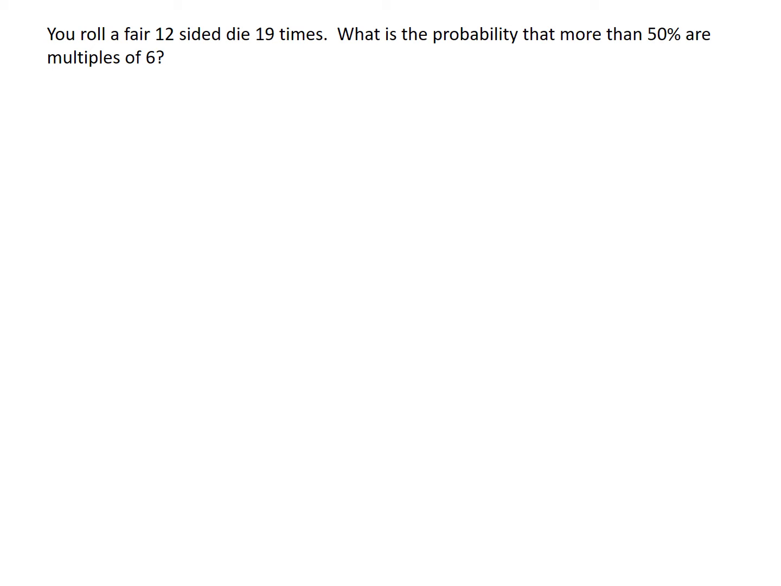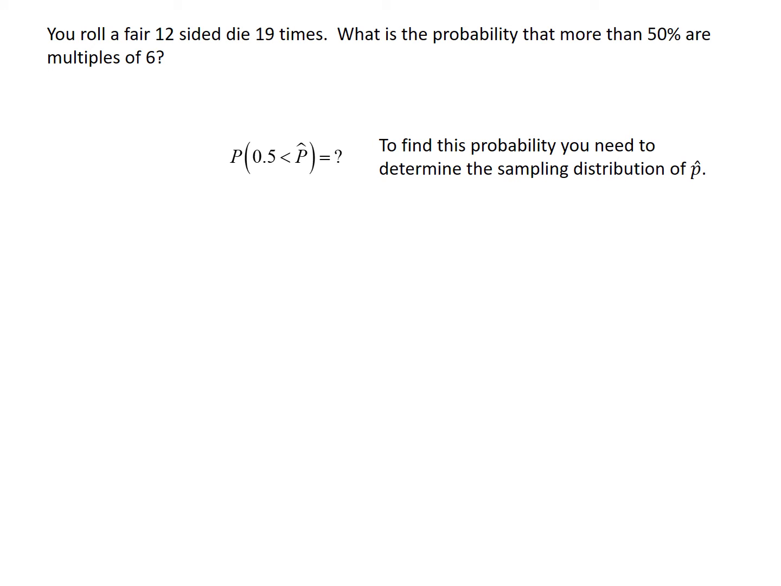In this first example, we're going to roll a fair 12-sided die 19 times. And we want to know the probability that more than 50% of those 19 rolls turn out to be multiples of 6. Okay, so the variable here is the percentage of rolls that are multiples of 6. Percentage and proportion are directly related. So what we're really trying to find out here is what's the probability that p hat is greater than 0.5. If the proportion is above 0.5, the percentage will be above 50%. So we need to know the distribution of p hat.